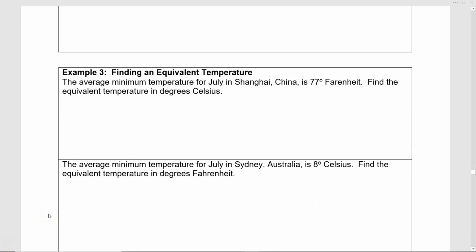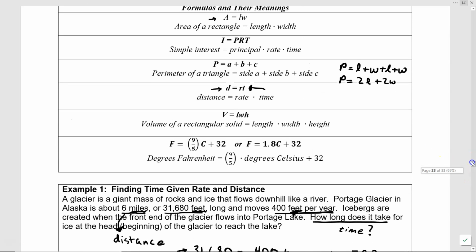On second thought, I might as well do an example using degree measure, using these temperature measurements. So let's look at this example really quickly. The average minimum temperature for July in Shanghai, China is 77 degrees Fahrenheit. Find the equivalent temperature in Celsius. So if we look at our formula sheet, we're given a Fahrenheit and we want it in Celsius. So we're going to use this formula right here.